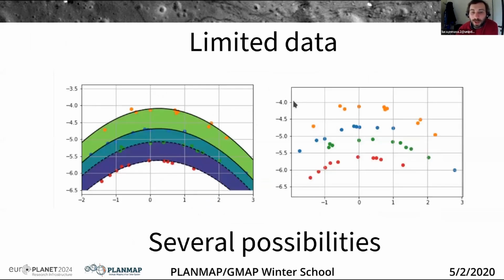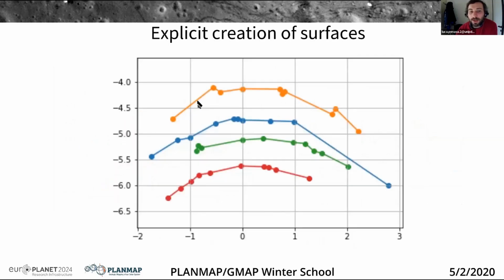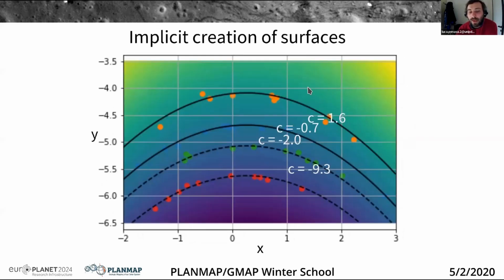The point is that we are given very limited information about the surfaces we want to create. Of course, you can very easily try to connect the dots, and that is what would be called explicit creation of the surface. It is not that simple. You can use different methods to do that, but just to give you an understanding of what we are dealing with, another interesting approach is the implicit creation of surfaces.